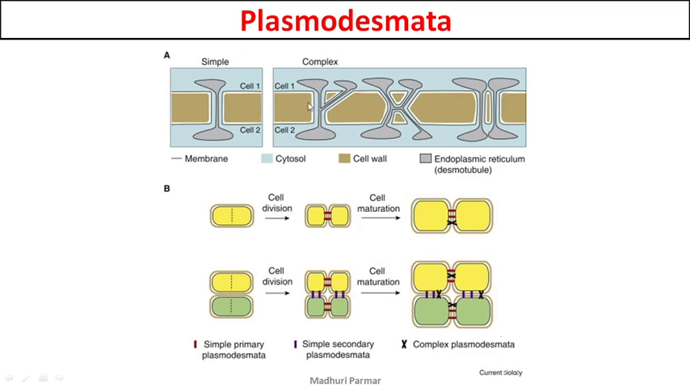The brown colored portion is cell wall. The blue colored portions are the cytosol of cell 1 and cell 2. And this portion is endoplasmic reticulum, the desmotubule.